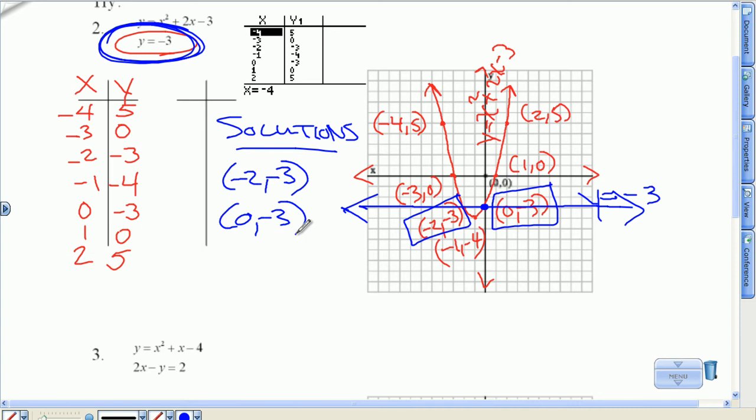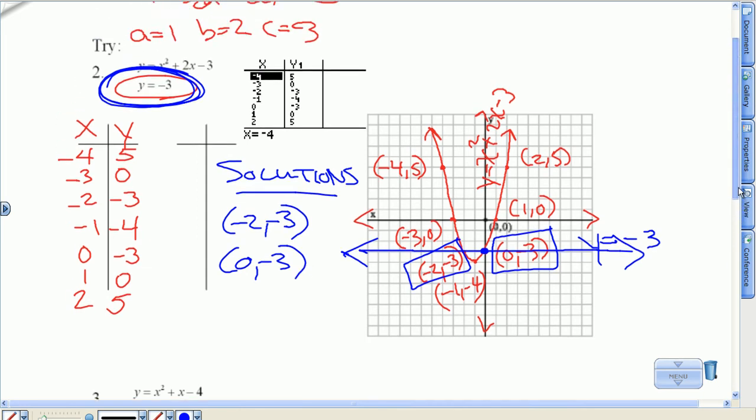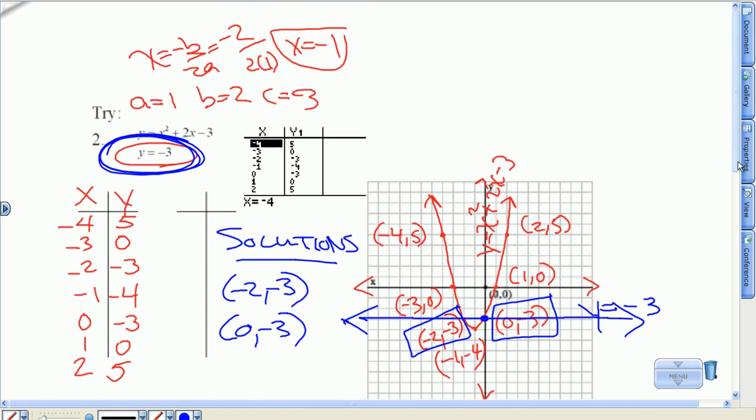Alright, let's talk about checks. Let's talk about how to do the checks for these problems. We have 4 checks to do for full credit. I know it seems like a lot, but you're getting credit for each one that you do. So, let's do the checks.